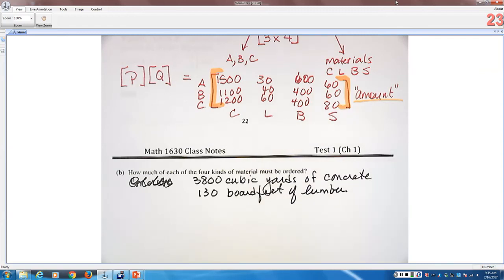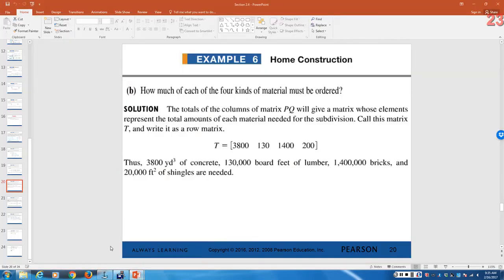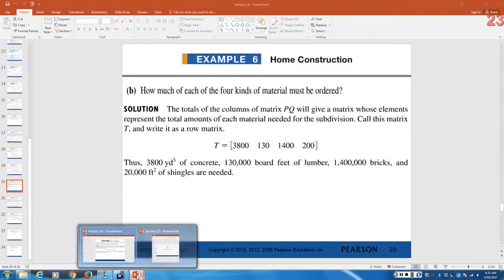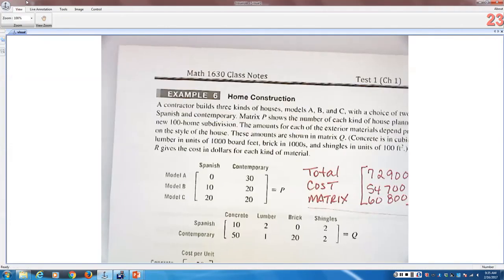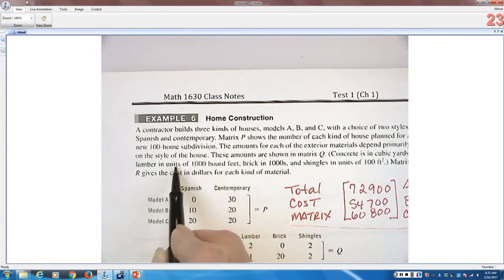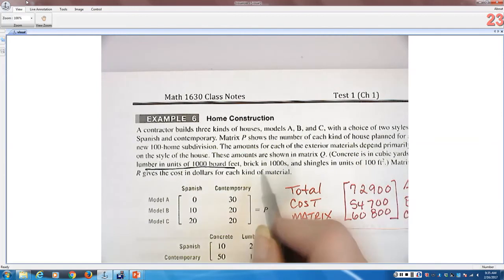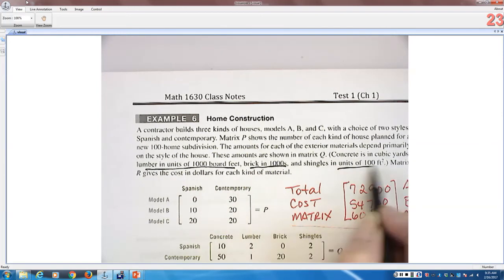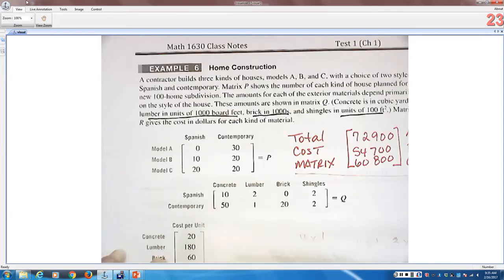And let's see, brick, I'm not sure what the units would be on that. Let's see what they say it is. It says in thousand. And yes, 14. And if we go back and read the problem, that is right. This should be 130,000. Because if we go back up to the problem, it says the lumber is in units of 1,000 board feet, the brick is in thousands of bricks, and the shingles is in units of 100 square feet. So when we're answering this last question, that's the way we answer it.